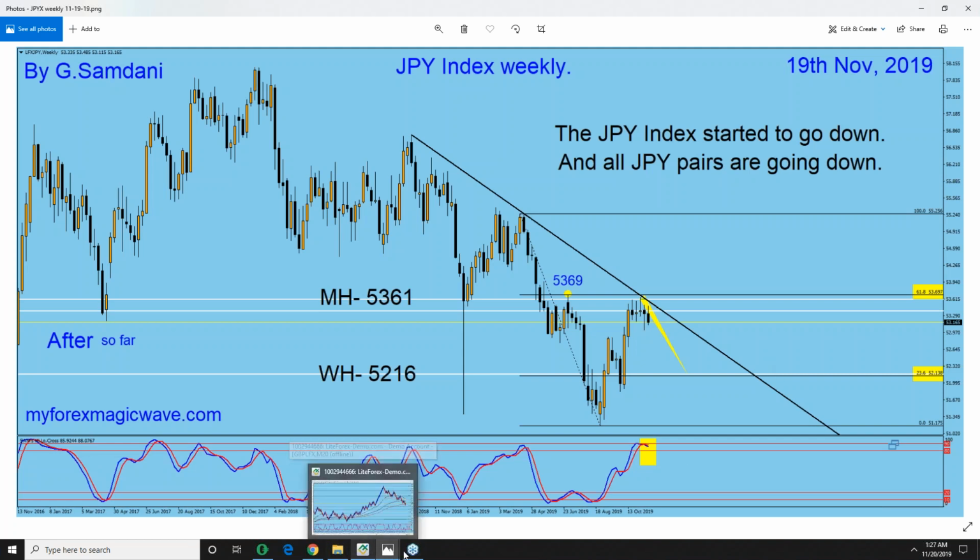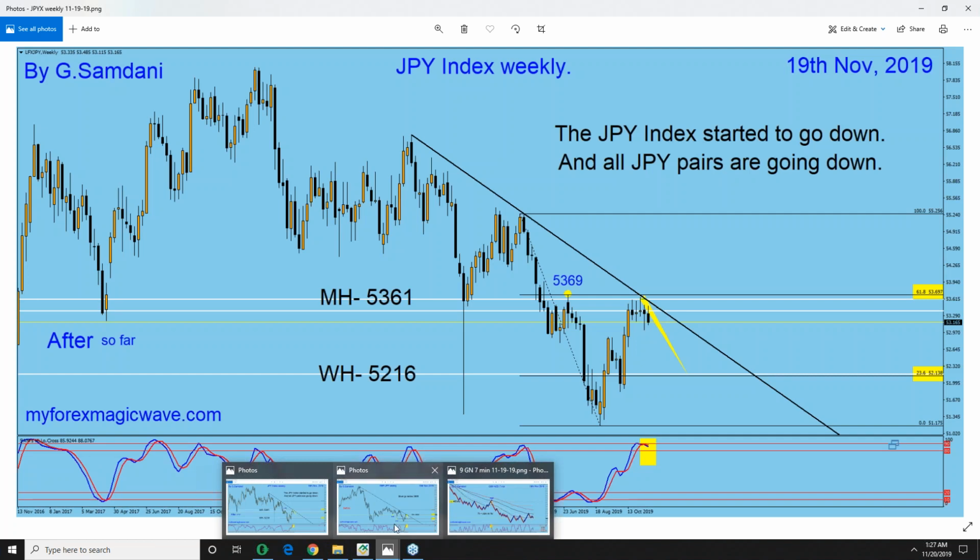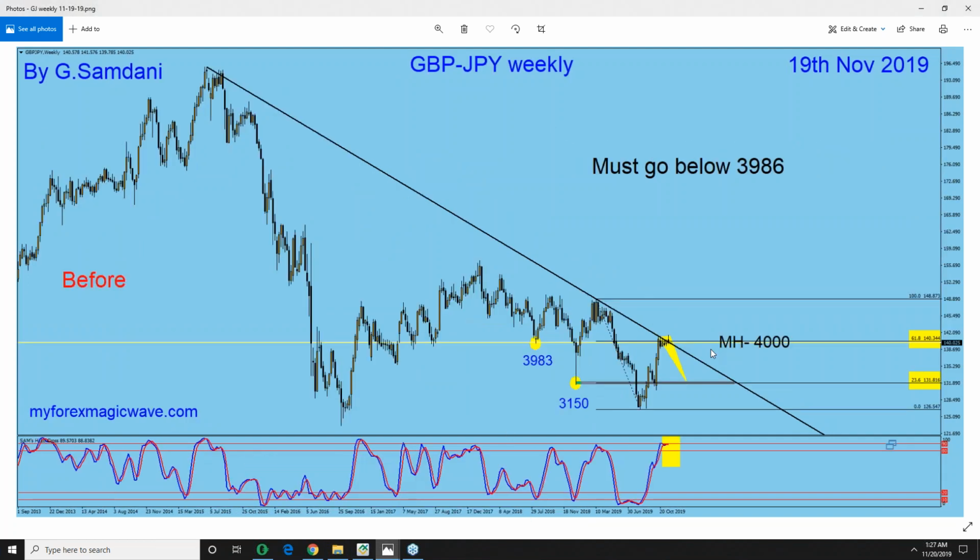And pound index as well. I don't know if I have the chart here. This is actually pound yen. The weekly chart is also a very nice setup, right? It's ready to drop, the 61% TL and a big monthly level. So pay attention to this, and it is also based on the pound index.